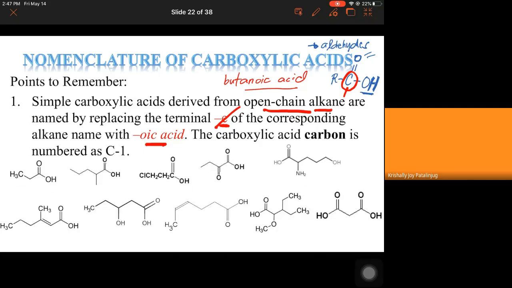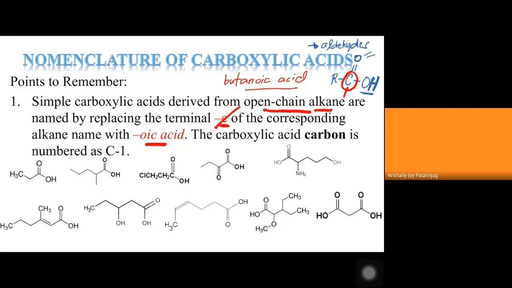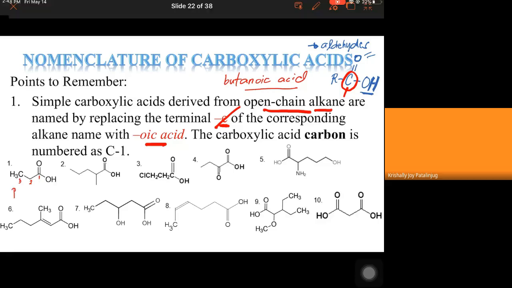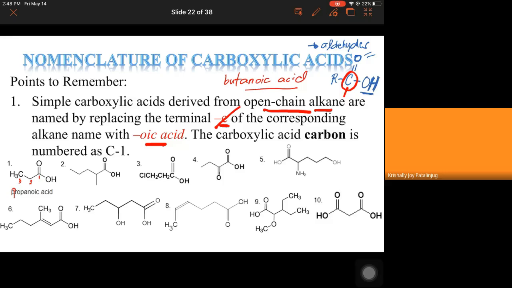Okay. So let's say, for example, we will name all of these. Let's have the first molecule. These are all carboxylic acids. So automatically, carbon 1, 2, 3. The 3 carbon chain alkane name is propane. Change the ending E of propane to oic acid. So that becomes propanoic acid. You cannot say 1-propanoic acid, because it is automatically always at the terminal side.